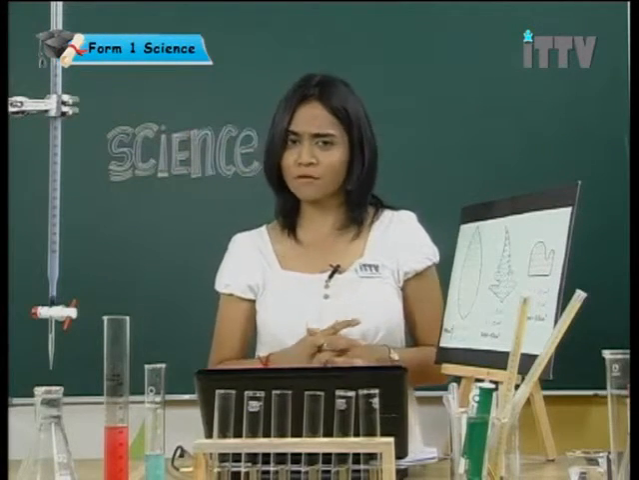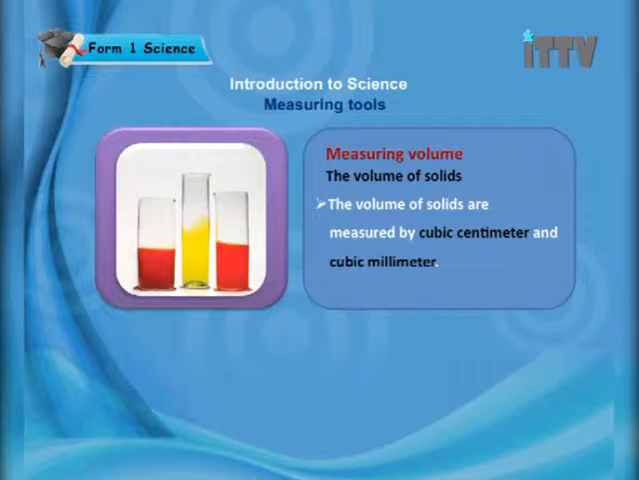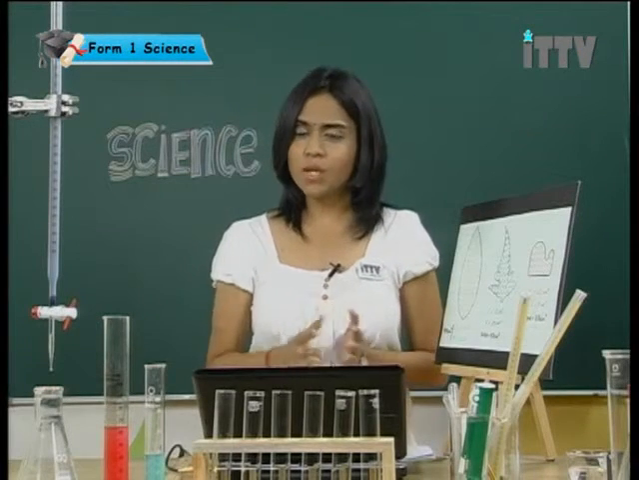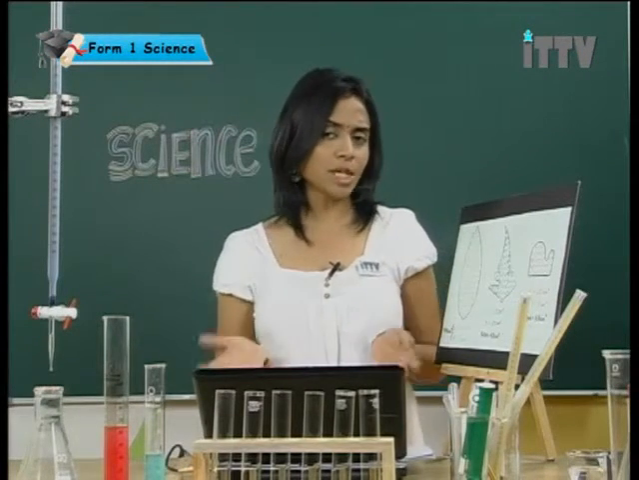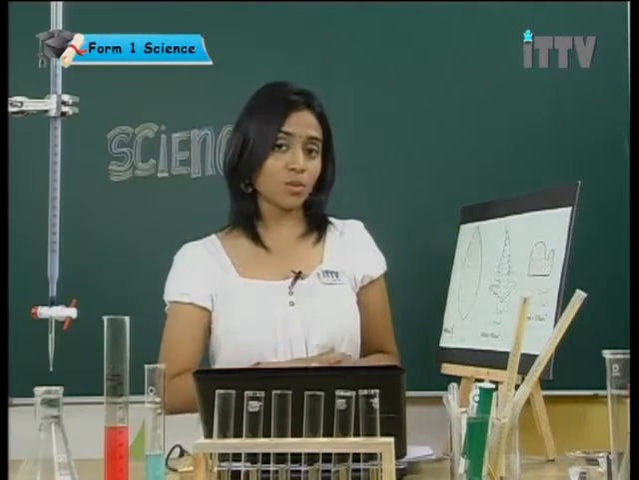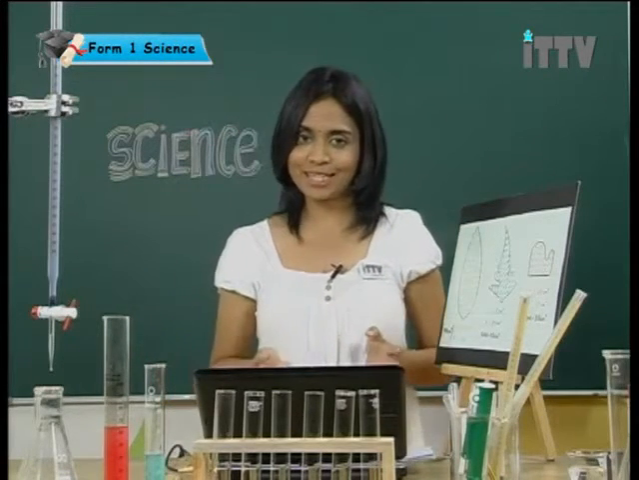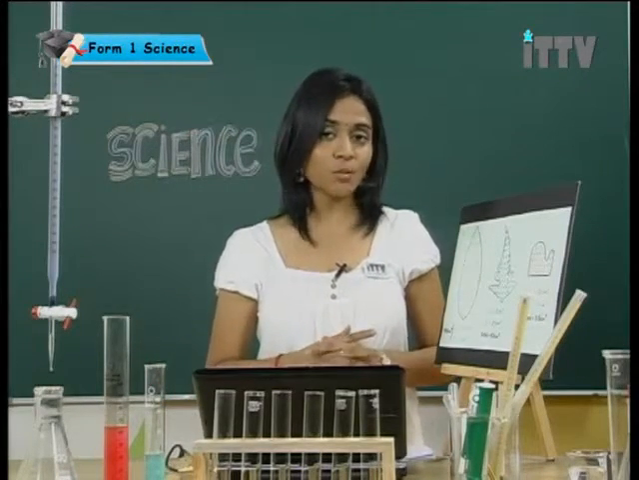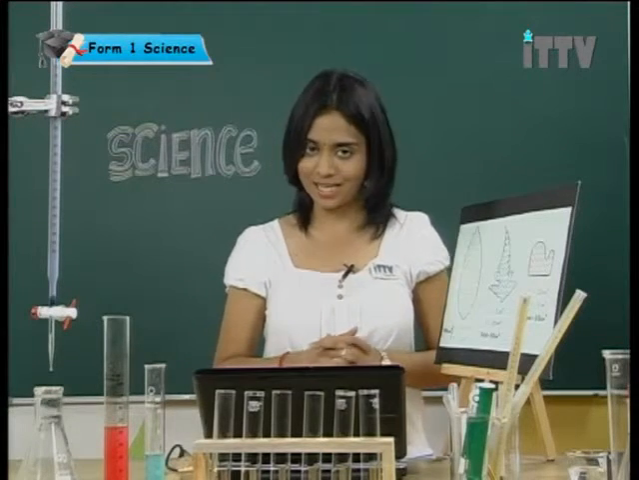What about volume of solids? The volume of solids is measured by cubic centimeter and cubic millimeter. So, to measure the volume of solids and to measure the volume of liquid, they actually differ. For liquid we use milliliter and liter, but for solid we use cubic millimeter and cubic centimeter.